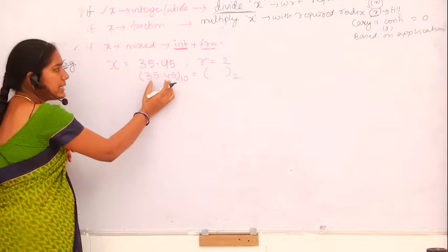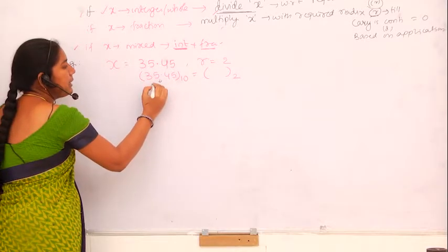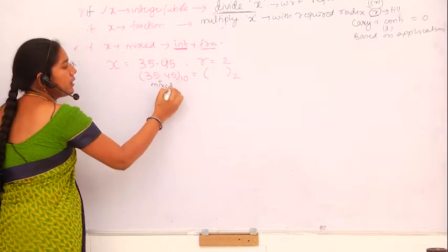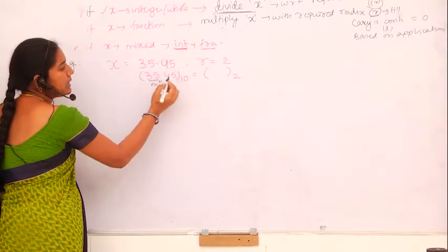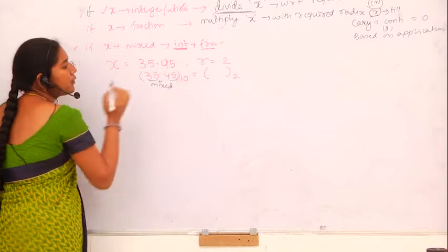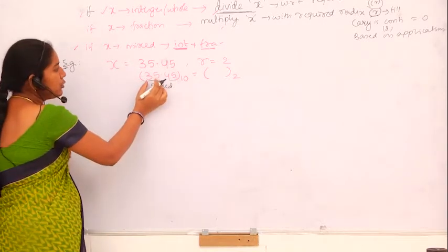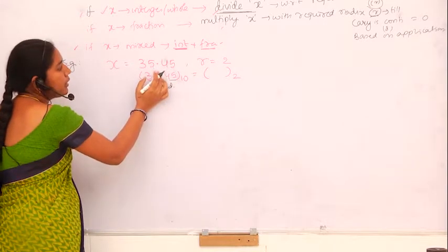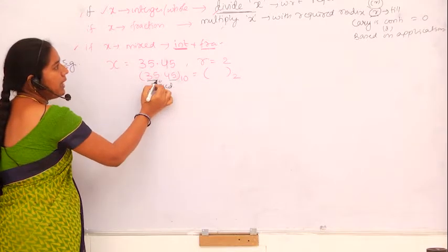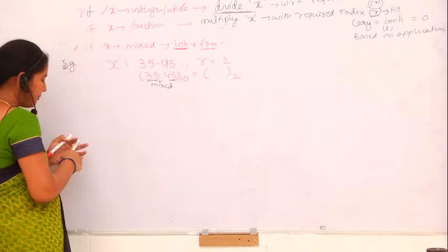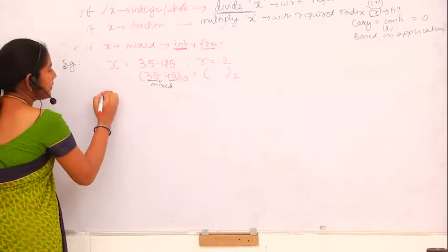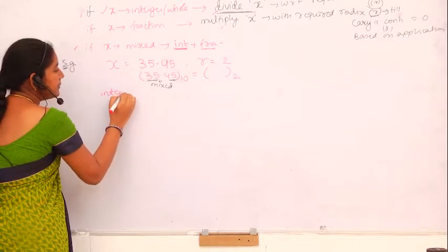Now this number is a mixed number. Mixed is nothing but we are having an integer part as well as a fraction part. So we need to do the division for this integer part and we need to do the multiplication for this fraction part. So first I will consider the integer part here.